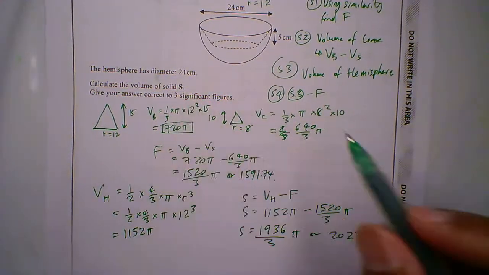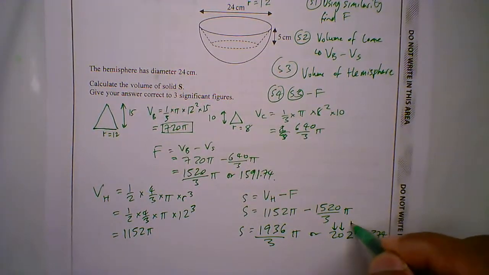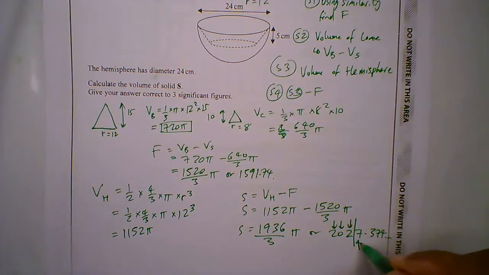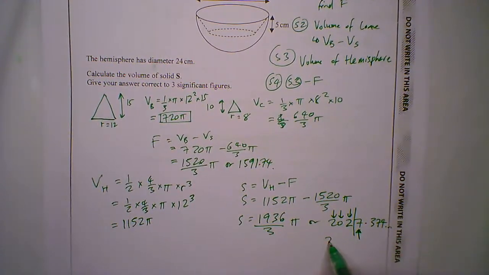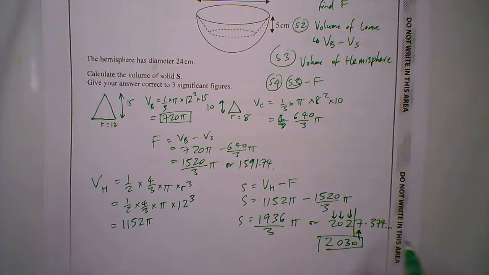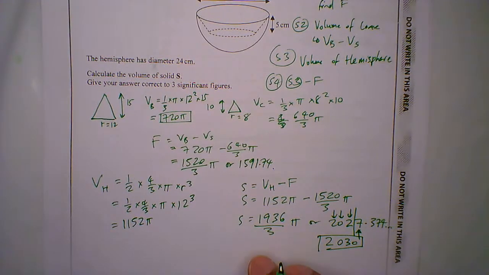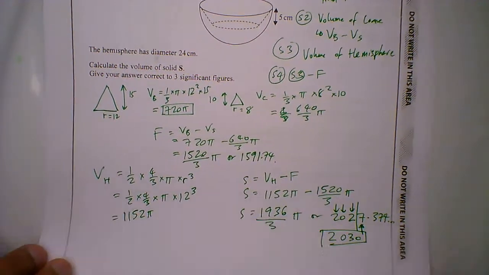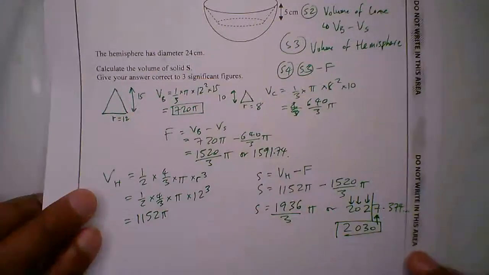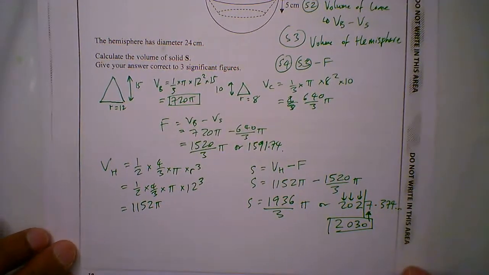The question says 3 significant figures, 1, 2, 3. So I'm going to be rounding my 7 up. So it's 202 becomes 3. So it's 2030. That is my final answer. So I've tried to do everything on this page, so you don't have to go back and forth on this. So that's worth 4 marks.